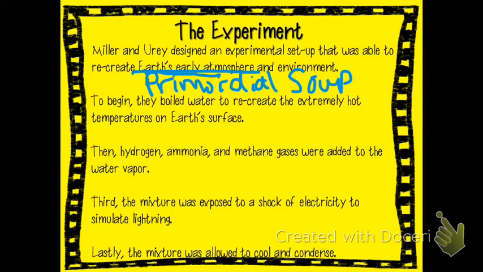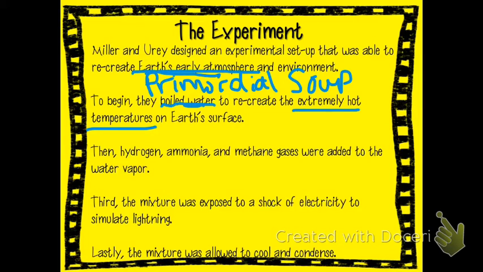So it was very different. When they began to set up this experiment, they took all of those things into consideration, as well as the scientists before them who had researched and hypothesized about Earth's early atmosphere. To begin, they boil water. Why are they boiling water? Because the Earth's surface was so hot that the water naturally boiled, and then the water vapor would rise.